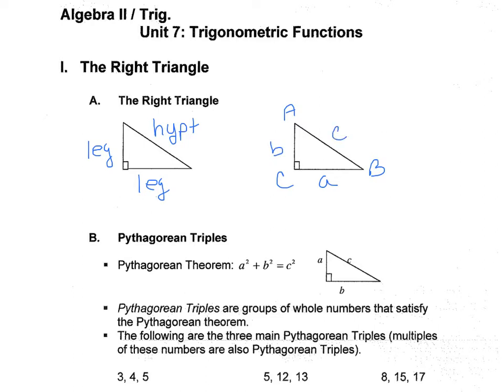The Pythagorean theorem helps you to determine the measurements of the sides. A squared plus b squared equals c squared. Please remember your c value in the Pythagorean theorem is always your hypotenuse.